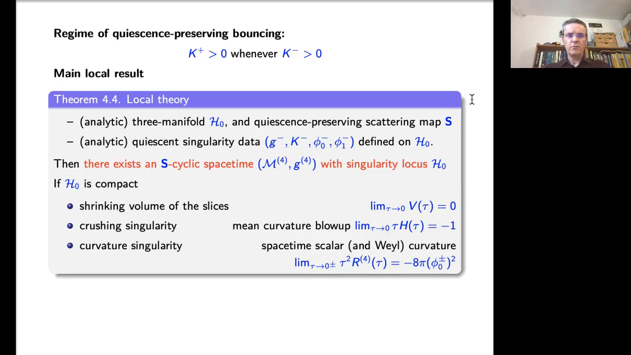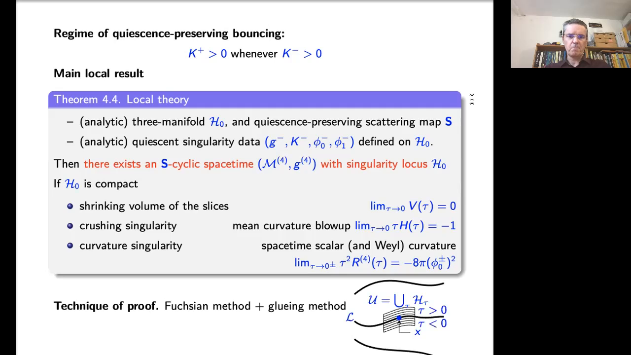If, in addition, the hypersurface is compact, we can prove that the volume of the slices is shrinking to zero when we approach the singularity. The singularity is crushing in the sense that the mean curvature is blowing up. It's normalized to be asymptotic to -1/tau. And the curvature is also blowing up in a way that we can also compute the asymptotics of the four-dimensional scalar curvature over tau squared, the limit of that. So the technique of proof is what I just said, the Fuchsian gluing technique. We glue a construction to the future and a construction to the past. We glue them according to our map.